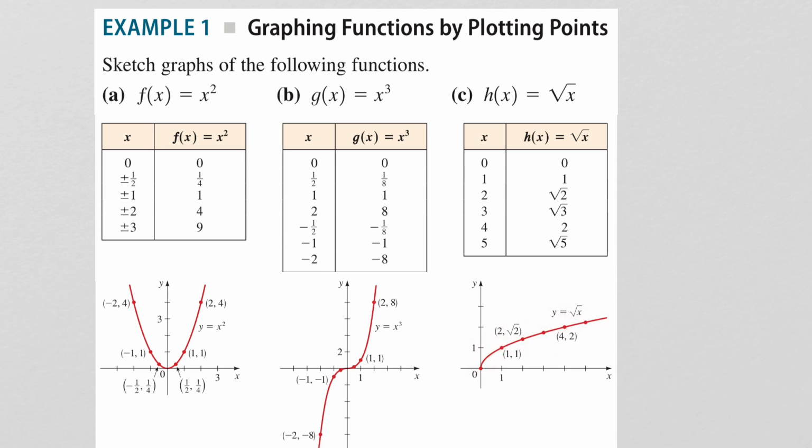Now, just for clarity here, when you plug in a number like 2, you get the square root of 2. You might need to use a calculator to approximate that the square root of 2 is 1.4. And that is why that point ends up right here, because 1.4 is about right there on the y-axis. So sometimes you will need to have a calculator handy to be able to approximate some of the values so that you can get a decent graph.